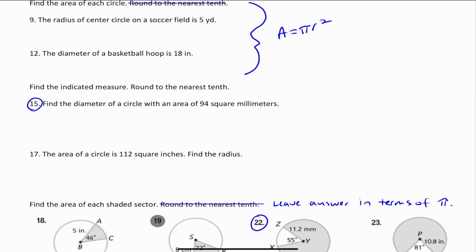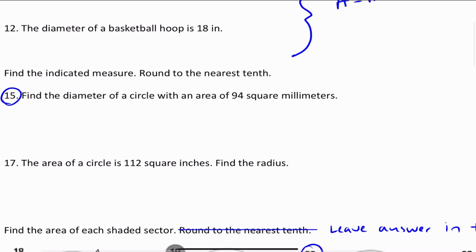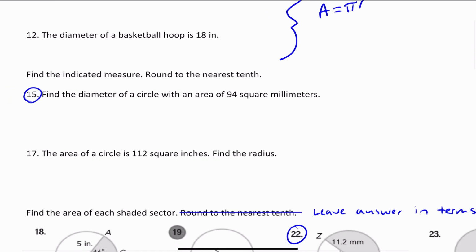It says, find the indicated measure, round to the nearest tenth. 15 says, find the diameter of a circle with an area of 94 square millimeters. So remember, the area formula for a circle is A equals pi r squared. And the fact that the area is already given, I can replace A with 94. So 94 is equal to pi r squared. The diameter is twice the radius. So if I solve for the radius first, then multiply that by 2, that's going to get me the diameter.